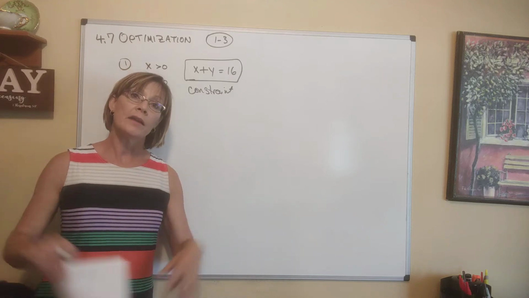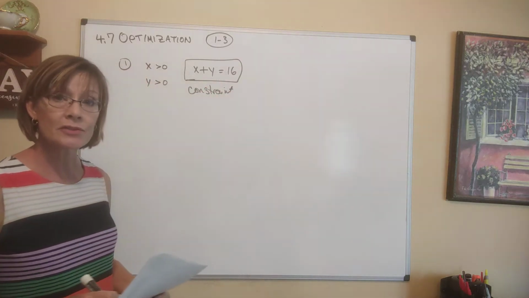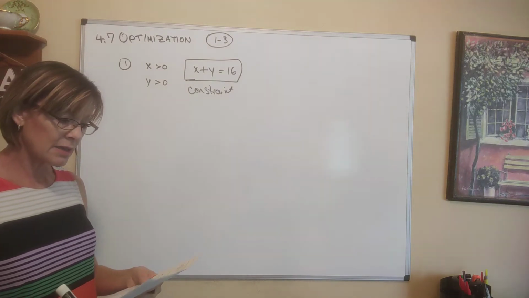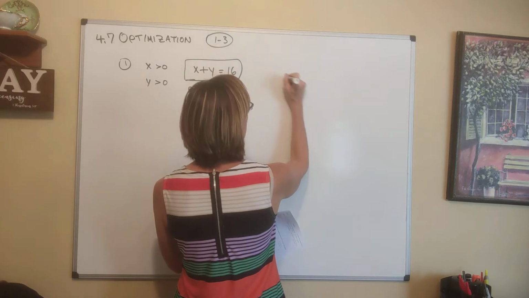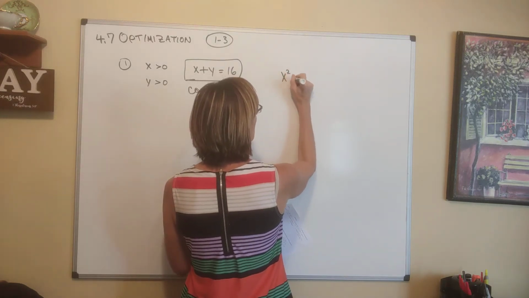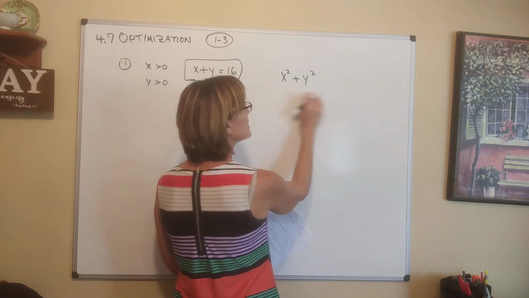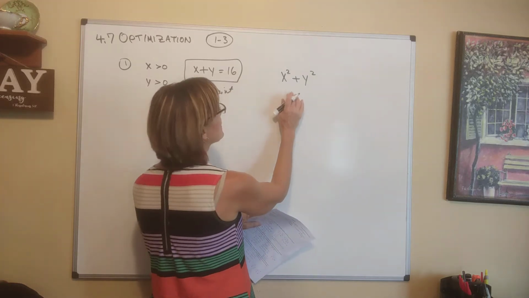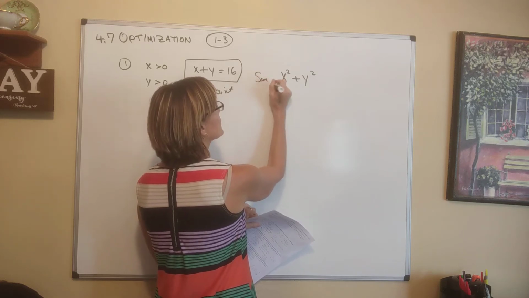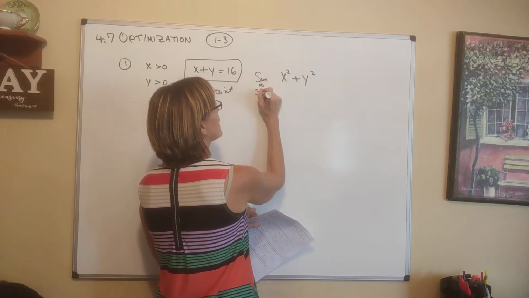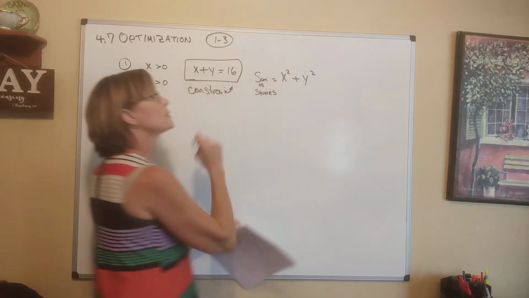We have to find the combination where this is true, but the sum of their squares is the smallest. So the sum of their squares is x squared plus y squared. This equation right here, I'm just going to use words right now: the sum of the squares is equal to this.